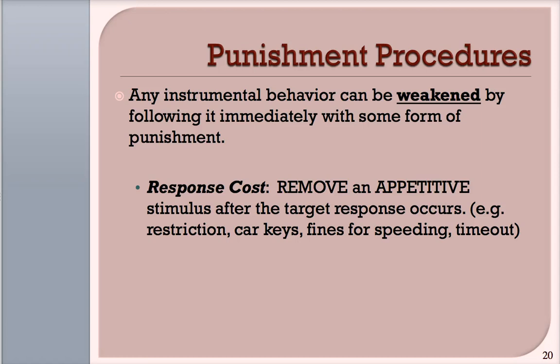Now you can also weaken behavior by using negative punishment, sometimes called response cost, where we remove an appetitive stimulus after the target response occurs. Some people call it negative punishment, and I like the word response cost because it tells you that you can do the behavior, but it's going to cost you. So response cost or negative punishment means I'm going to take something that you value away as a result of your behavior. So in this case, being placed on restriction.